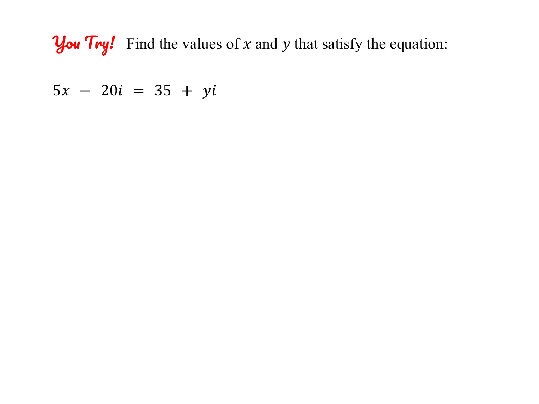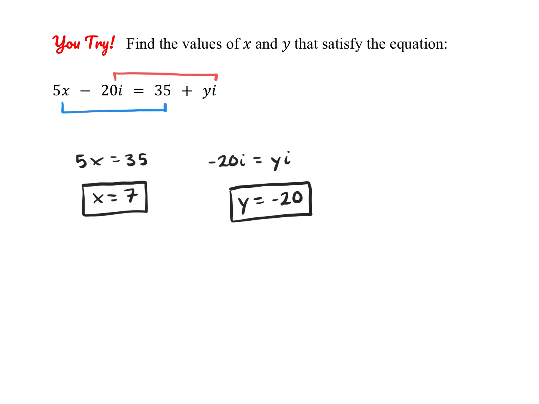Okay, go ahead and pause the video and give this one a try on your own. All right, go ahead and check your answers here. So here you can see that I set my real parts equal and I got x equals 7, and then I set the imaginary parts equal to each other and I got y equals negative 20.